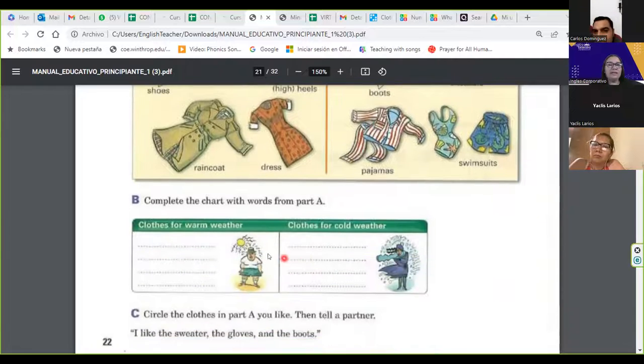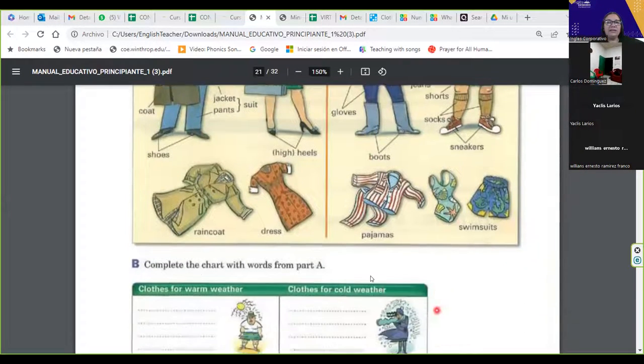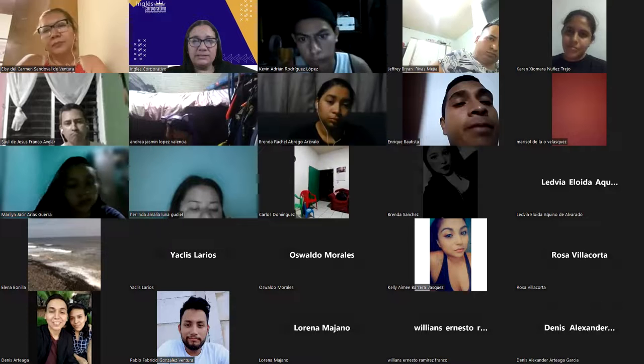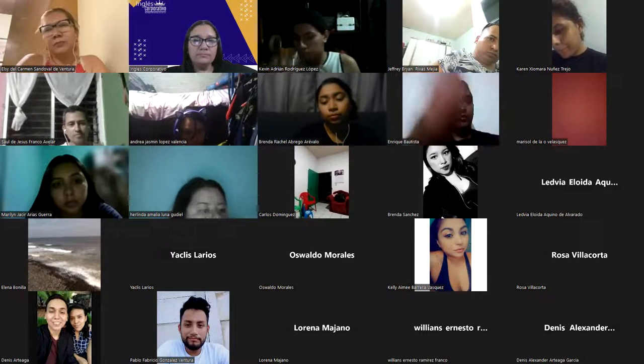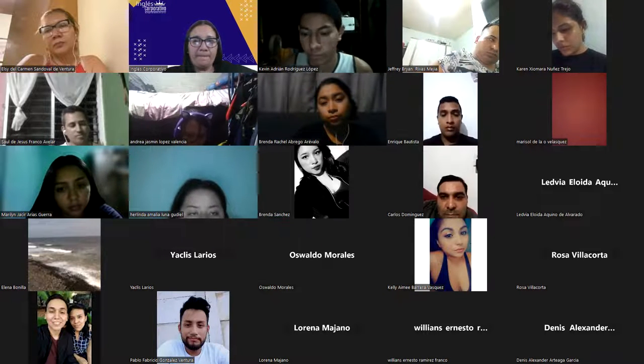Luego que hayan practicado como tal el vocabulario, pero en oraciones, he is wearing or she is wearing, pues van a clasificar las clothes que consideran que son estrictamente para este tipo de weather, cuando está haciendo calor, cuando es warm, or the clothes that is exactly for the cold weather. Are you ready? Primero, practice the vocabulary. He is wearing, she is wearing, with the colors and the pieces of clothes. Then you classify clothes for warm weather and clothes for cold weather. All right, ready? Let's go. Practice and help your partners as much as possible, okay? Go.